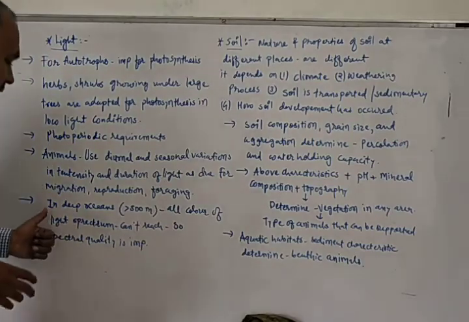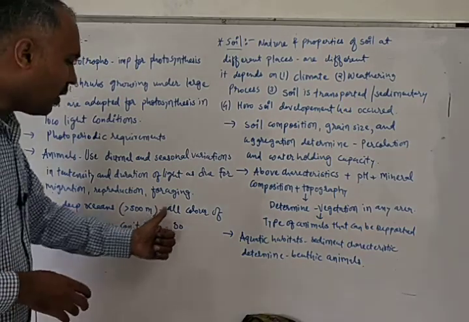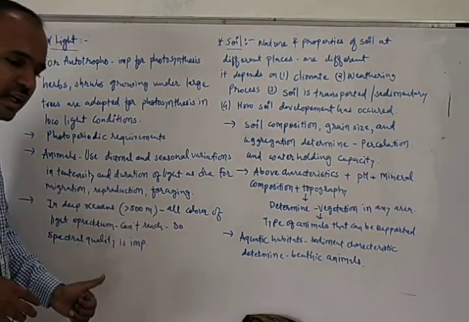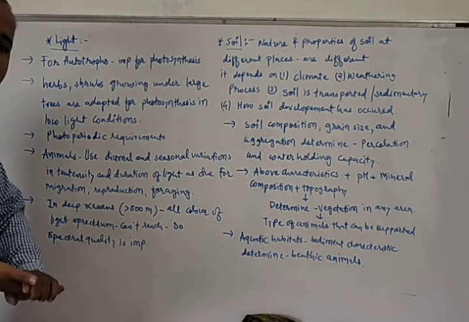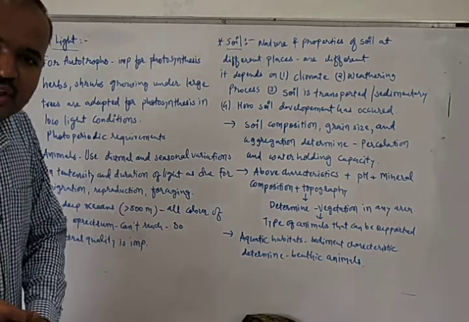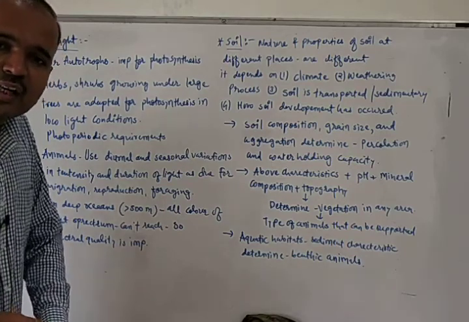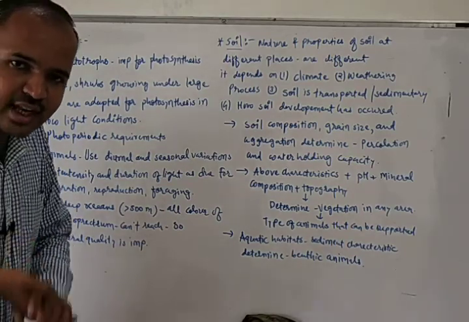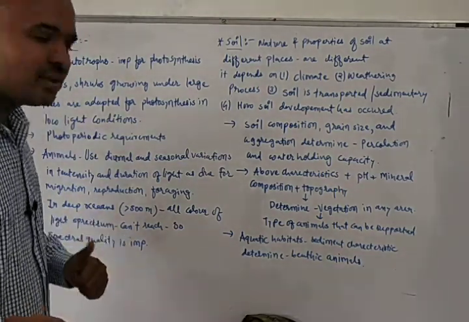In deep oceans, more than 500 meters deep, all colors of the spectrum cannot reach. So spectral quality is very important for them. For example, red algae is found in the great depths of the ocean because only red color of the light spectrum can penetrate up to that much depth. So this is all about the importance of light for various organisms.